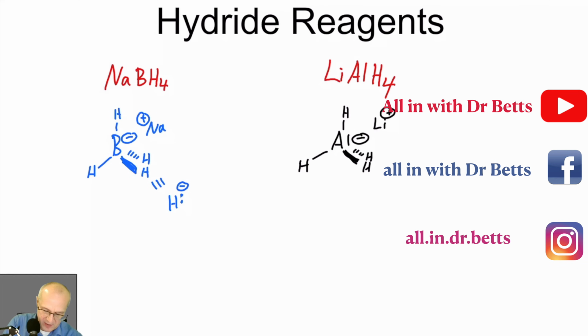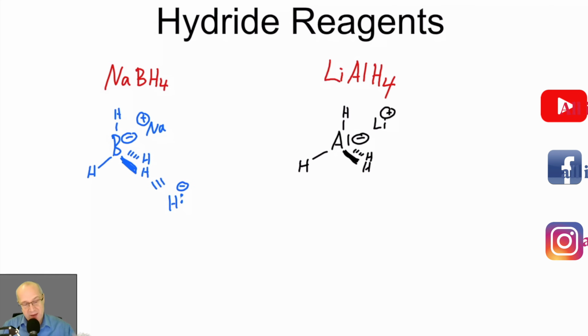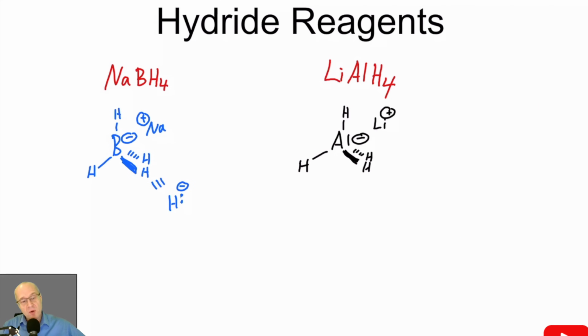Now, believe it or not, these things are going to react just like Grignards do. So if you know the mechanism for a Grignard reaction, you know the mechanism for a hydride reaction because they basically react exactly the same. There are differences, but they do react essentially the same. There you go. So that's a source of H minus.